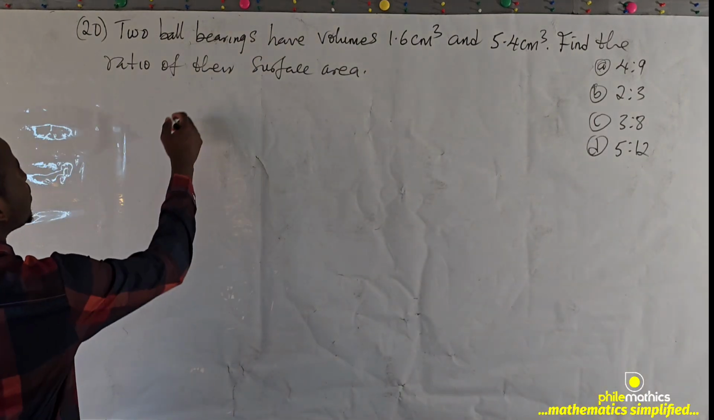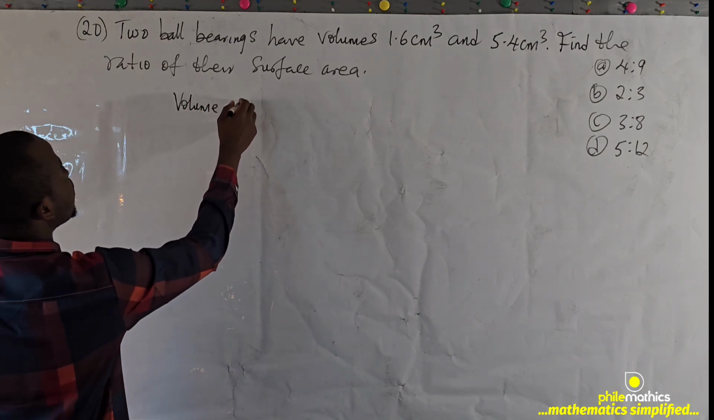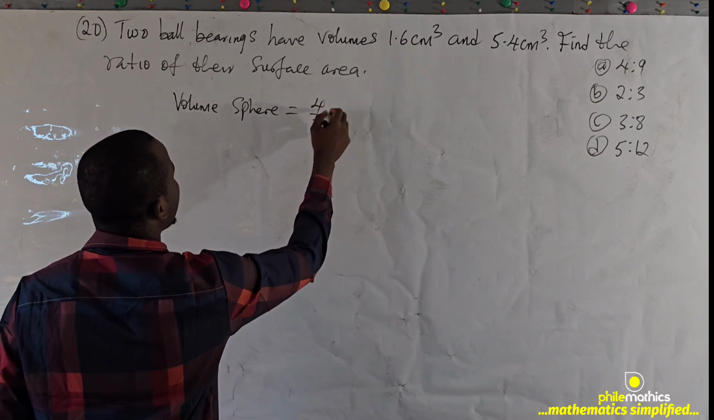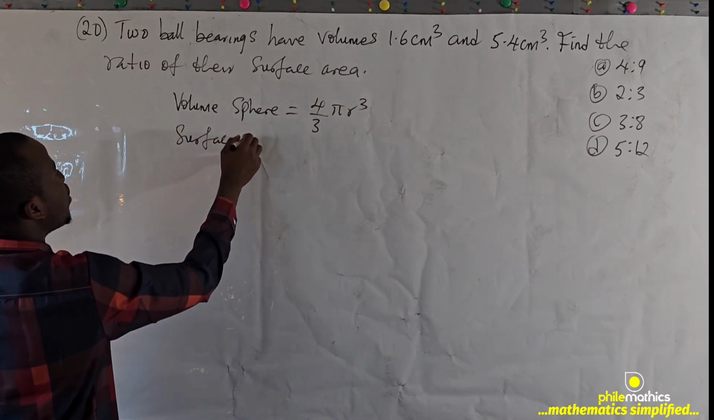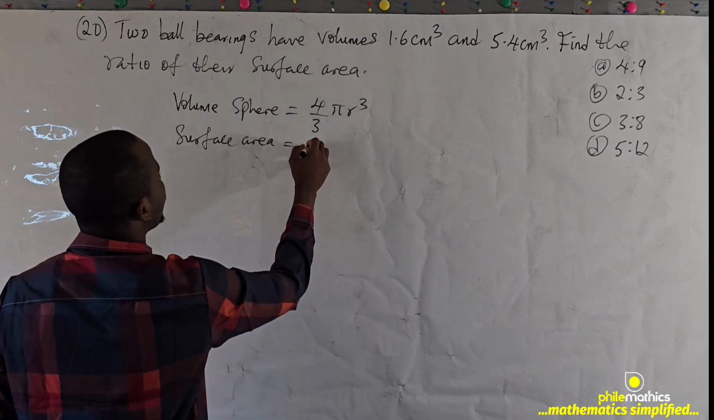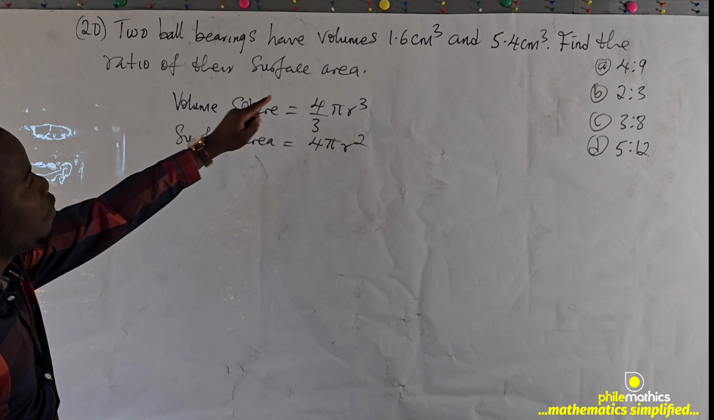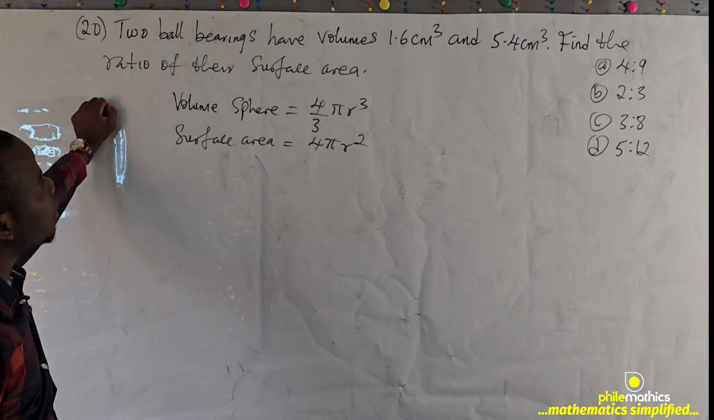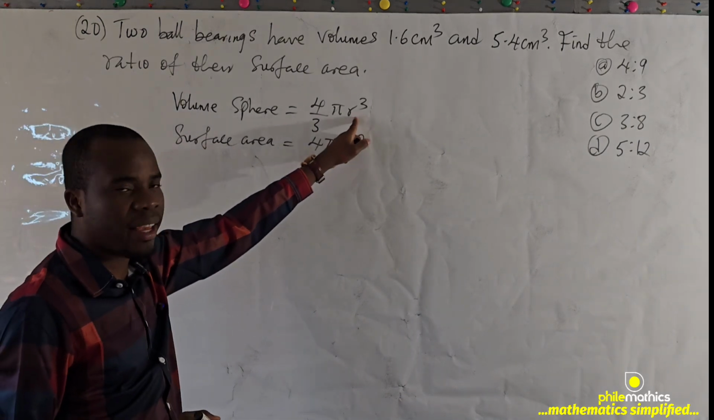Now, recall that the volume of a sphere is 4/3 πr³, and the surface area is 4πr². We are told that the volumes are 1.6 cm³ and 5.4 cm³. So the first thing you want to do is to find the ratio of their radii.